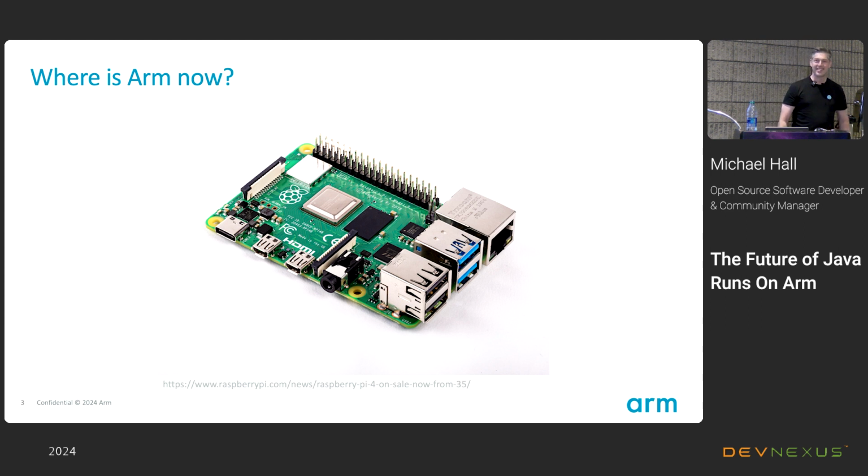Who knows what this is? Yeah, don't read the attribution link that I'll give you. Yes, it's a Raspberry Pi. Most people at this conference that I've talked to, when I've talked to them about running Java software on ARM, this is what they think of. They think I'm talking about running it on a Raspberry Pi.